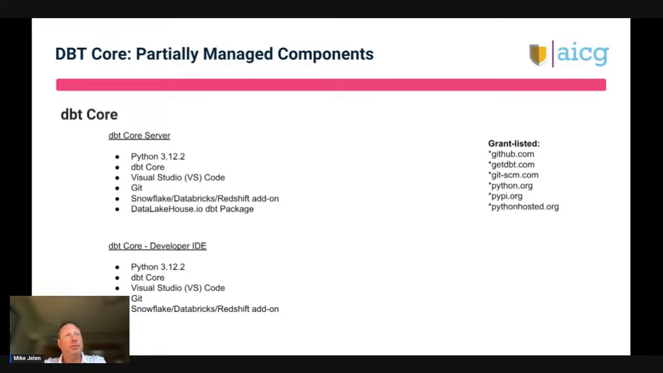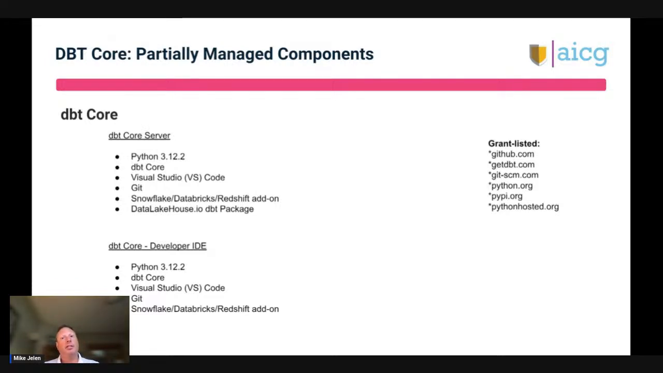One key piece with the dbt Core server and partially managed is that we do not have to worry about installing or configuring Kubernetes containers. We don't have to worry about installing, say, a Jenkins or Apache server service. Instead, all of that comes bundled within DataLakehouse.io's dbt package. So you don't have to configure those, but you still get the benefits of leveraging the capabilities. And we'll talk in a moment as to what some of those capabilities are.